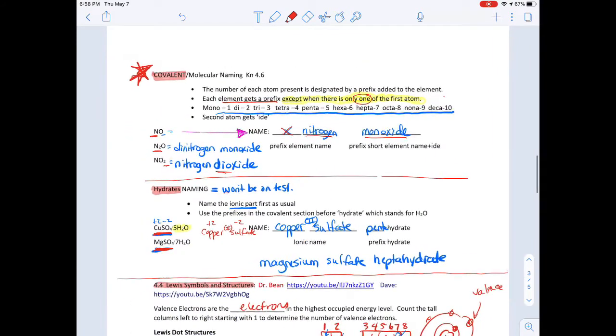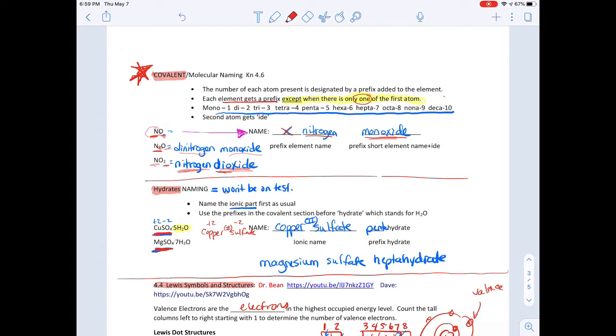Covalent naming is really, really easy. It's just prefixes. You give everything a prefix, including the second element when it has a 1. The only time you don't give a prefix is if the first element has a 1. So this is called nitrogen, but we do say monoxide for the second one. And like this is dinitrogen monoxide. Nitrogen dioxide. So this is nitrogen dioxide. So you just put the prefixes in.